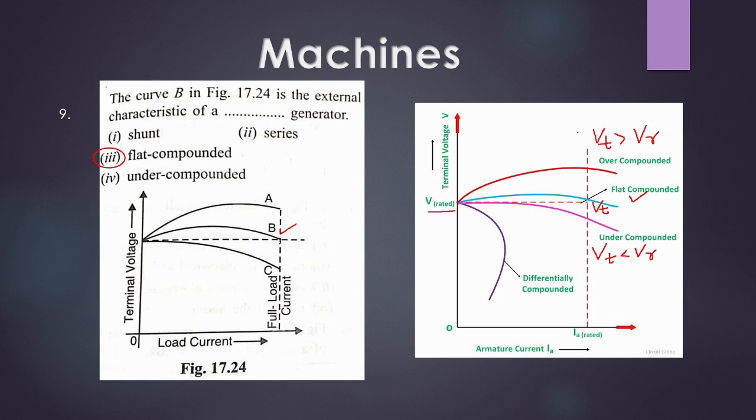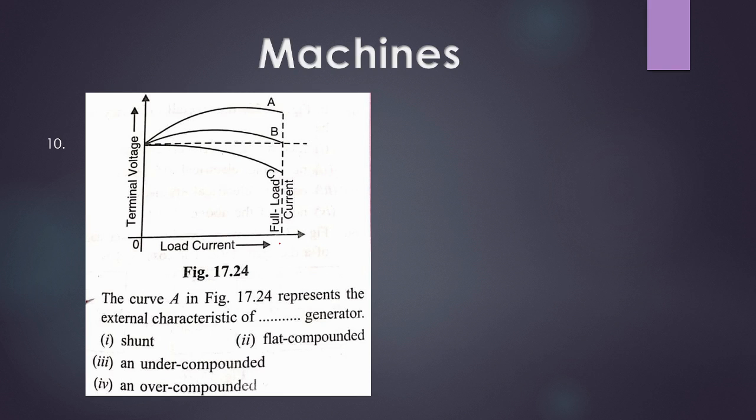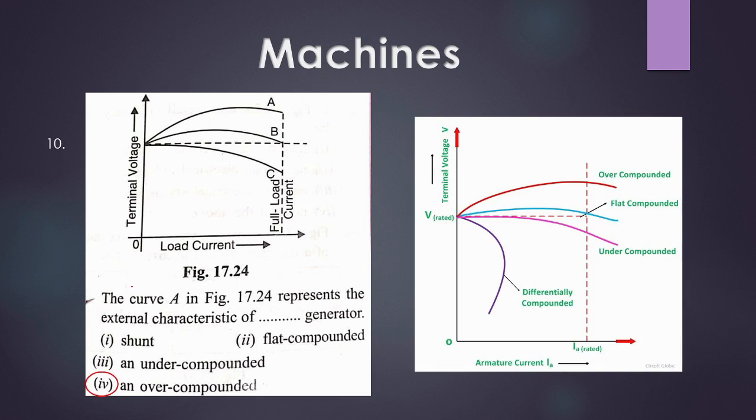Let's see the next question. The curve A in the figure represents the external characteristics of dash generator. As you saw, B was flat compound. It is asking about the A. So what will be the answer? Obviously overcompounded. As you saw earlier, this was the flat compound and this is the overcompound. So the answer will be overcompound, the last option.